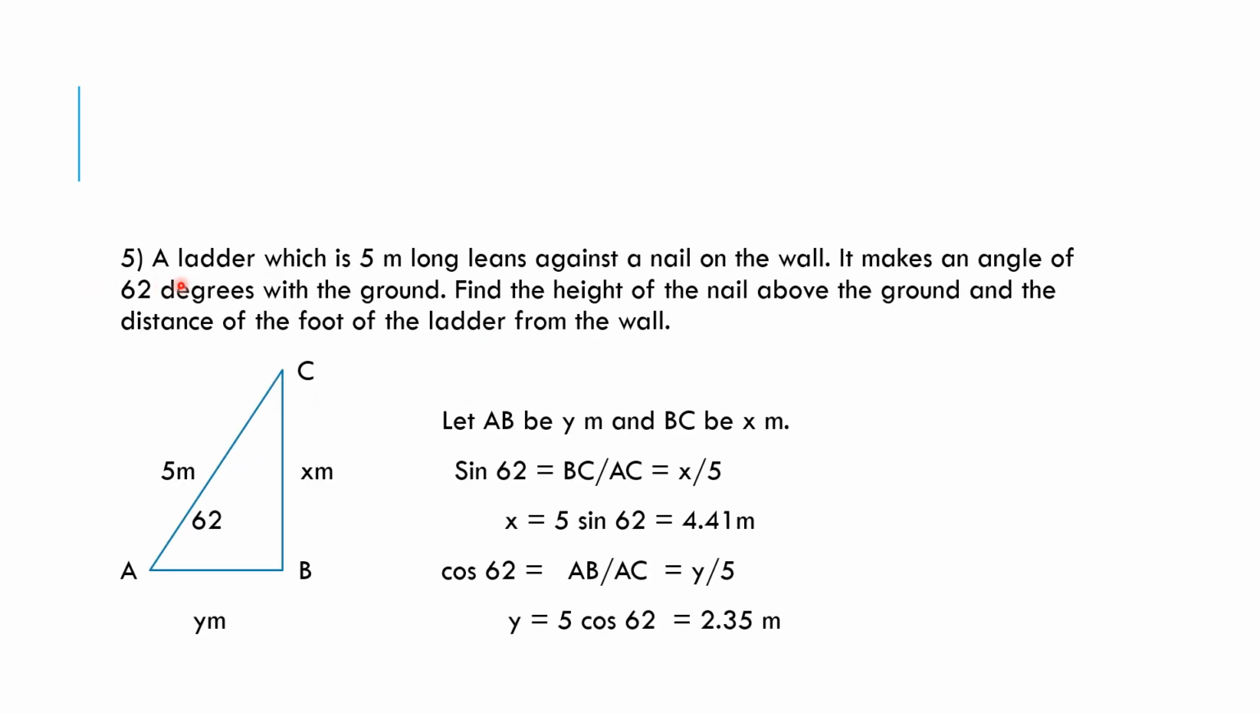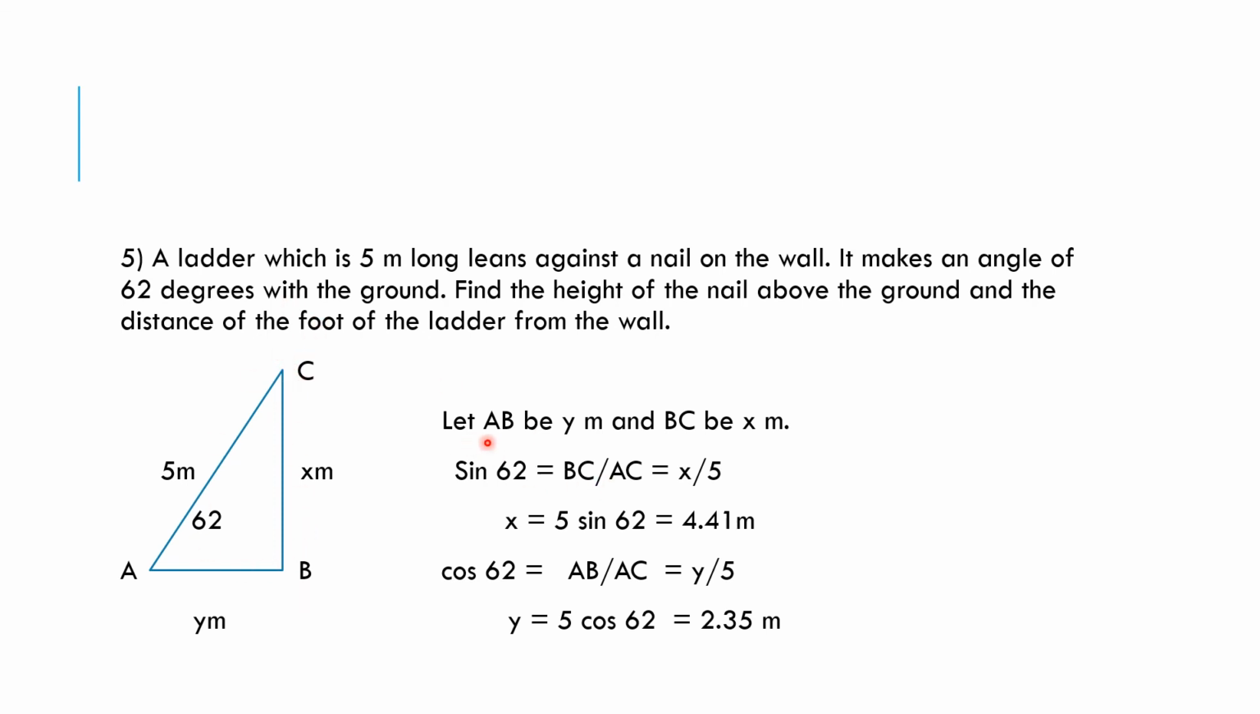Okay, let's have a look at the last question. A ladder which is 5 meters long leans against a nail on the wall. It makes an angle of 62 degrees with the ground. Find the height of the nail above the ground and the distance of the foot of the ladder from the wall.